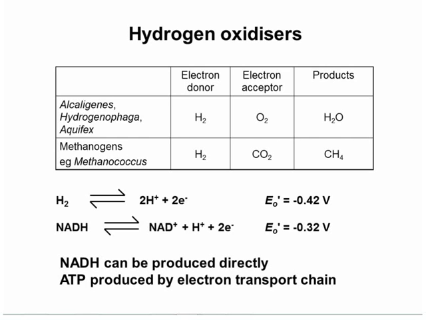So the first one, the simplest one, perhaps, is hydrogen oxidizers. If you start with molecular hydrogen, this can give up, or let's just imagine that it could possibly be separated into 2 protons and 2 electrons. This is apparently very favorable. Molecular hydrogen is a good electron donor, so much so that its redox potential is minus 0.42 volts. Even a better electron donor than NADH.